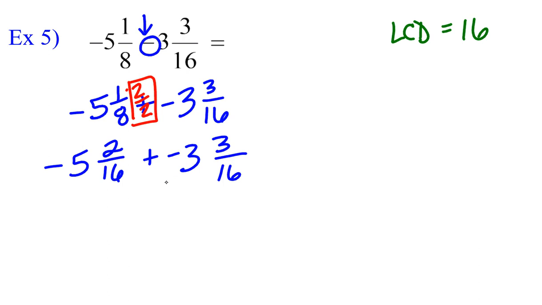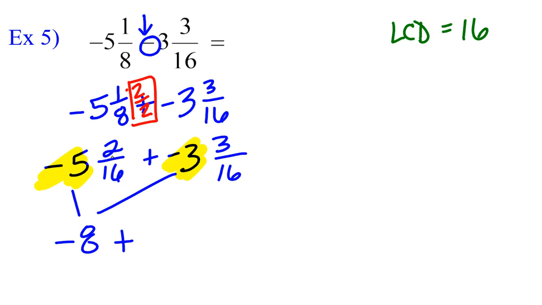So now we're going to work on this a little separately. What I'm going to do is keep these whole numbers, and I'm going to add them separately. So when I add negative 5 and negative 3 together, I'm going to get negative 8. So then I'm going to add these other ones. So let me go to these fractions.